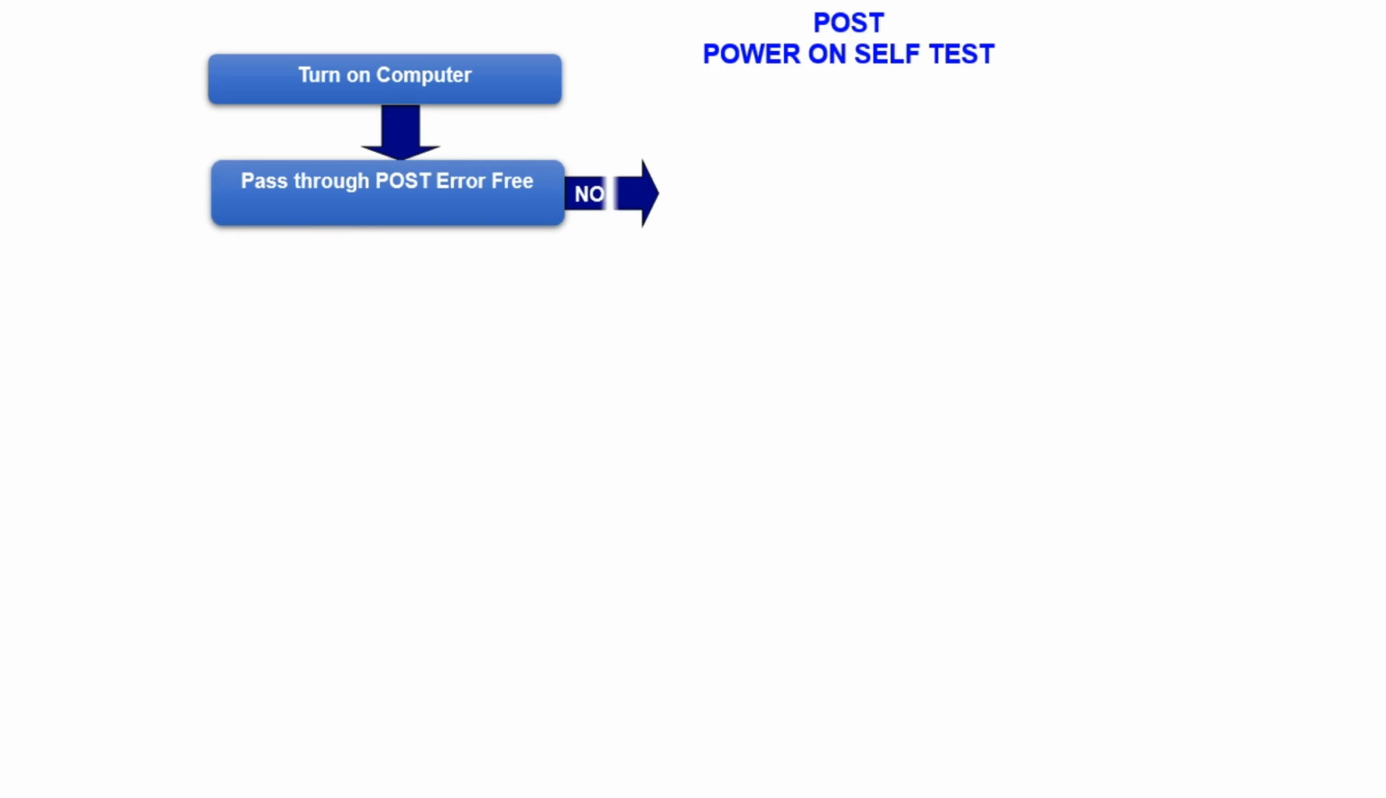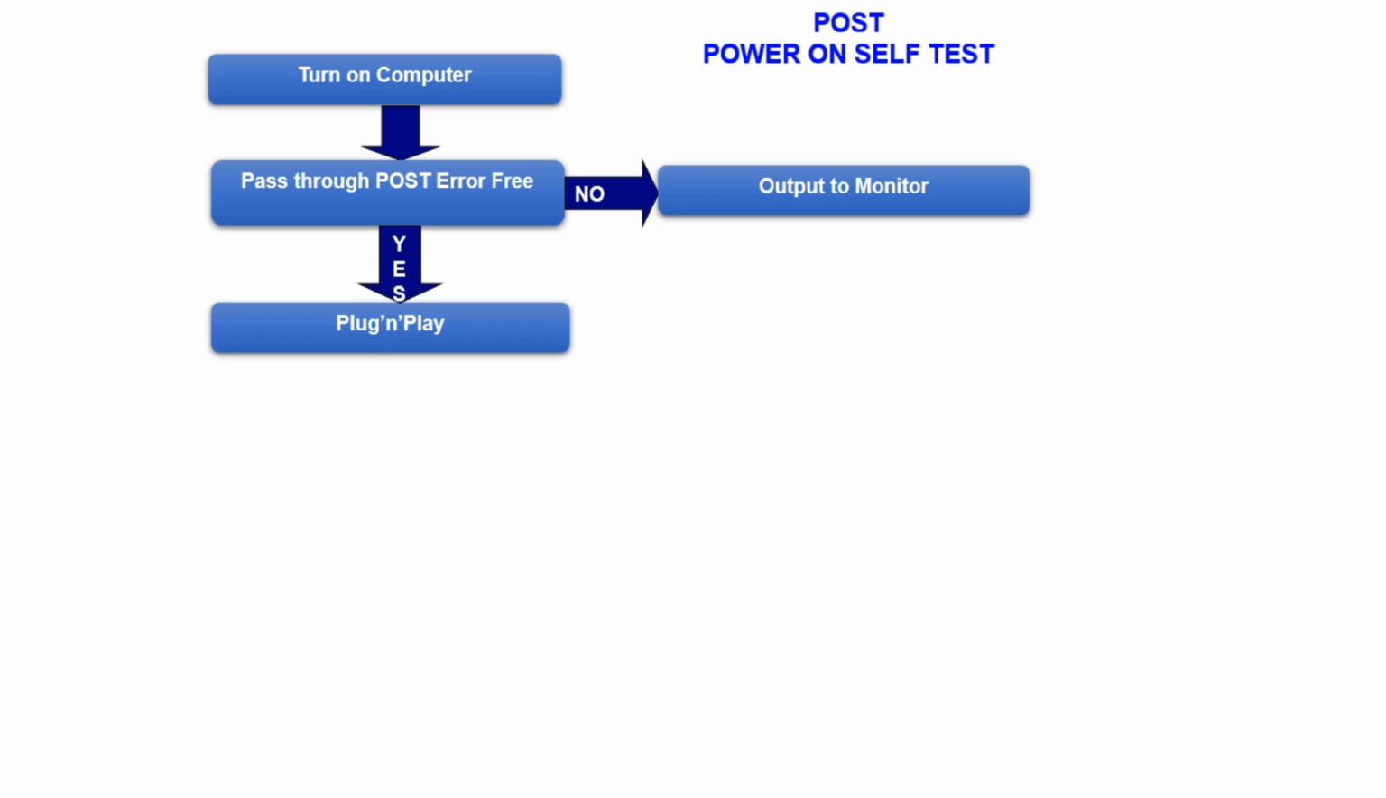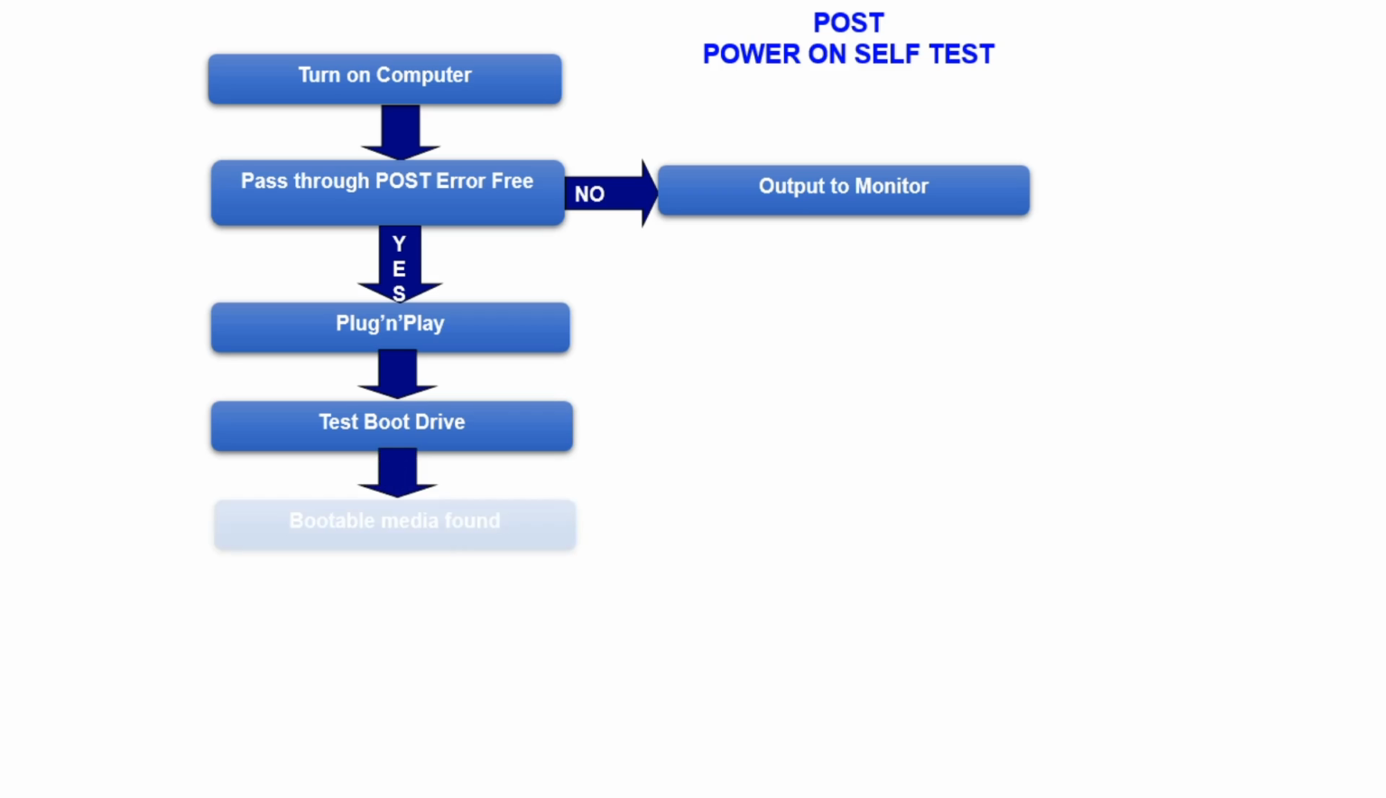Turn on the computer. Next, the step is to pass through the POST error check. If there is an error, then output to the monitor. If not, then plug and play devices are connected. Test the boot drive, that means the bootable drive. Next, the boot media is found. This is where the computer will boot from.